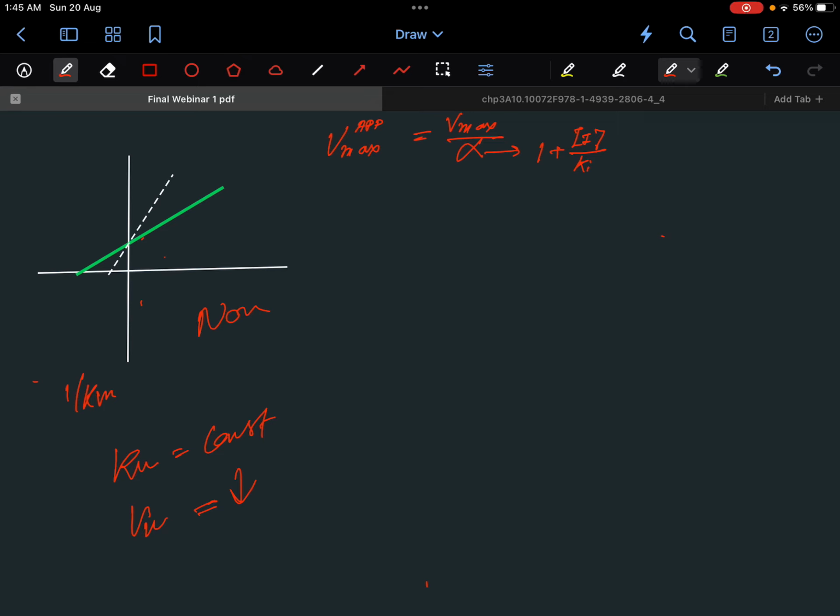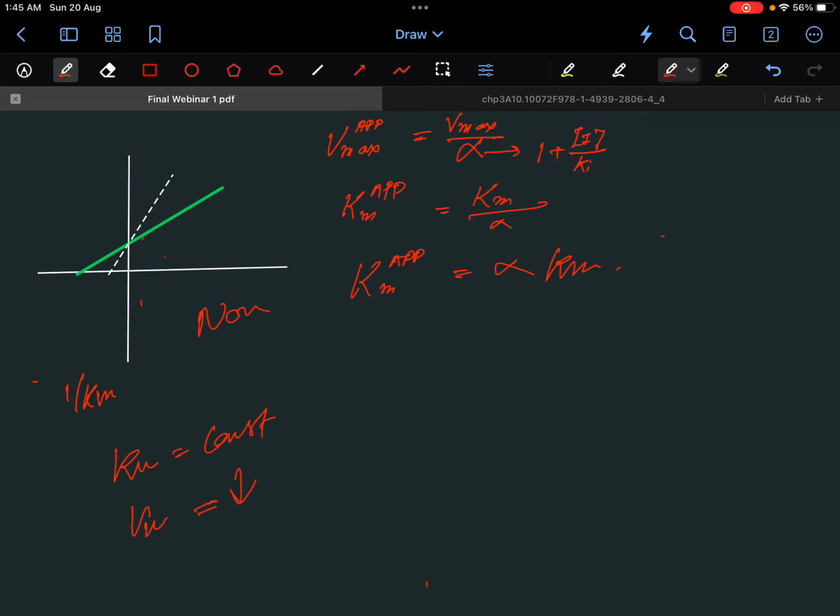So this is the apparent value of Vmax, and whenever I am saying that Km is decreasing, it will be Km divided by alpha. Whenever I am saying that Km apparent is increasing, it will be alpha times Km, right? Now where is alpha dash or Ki dash? You will see that.